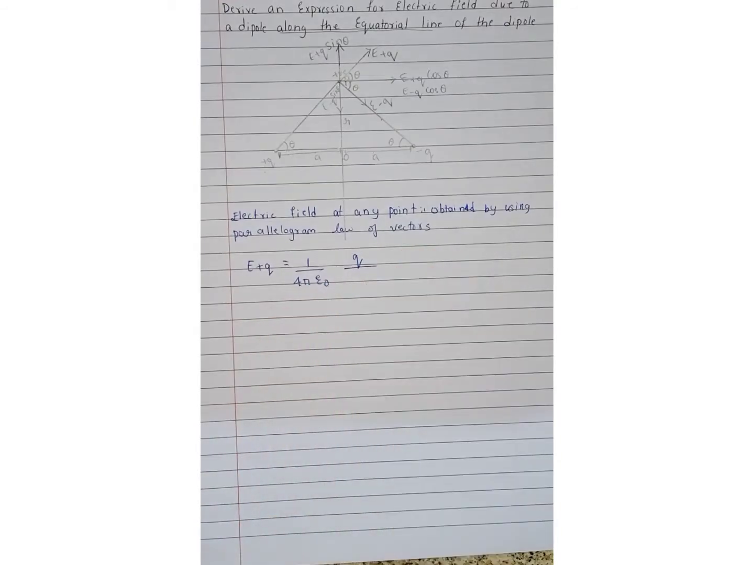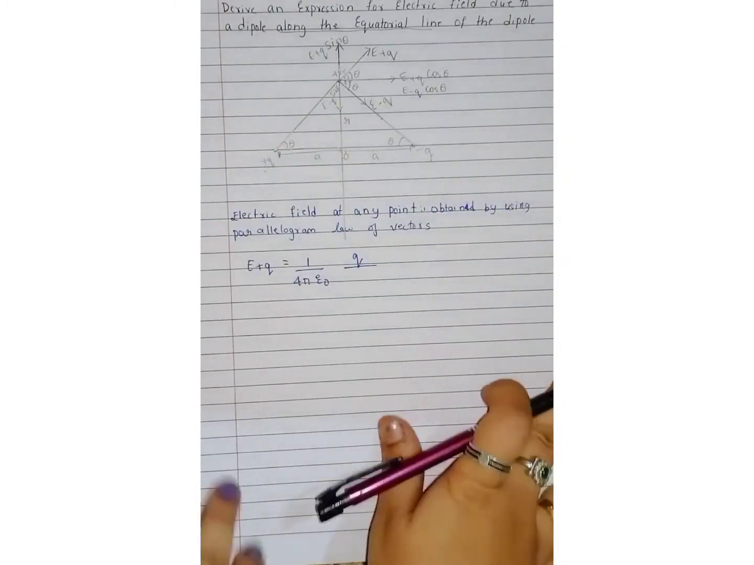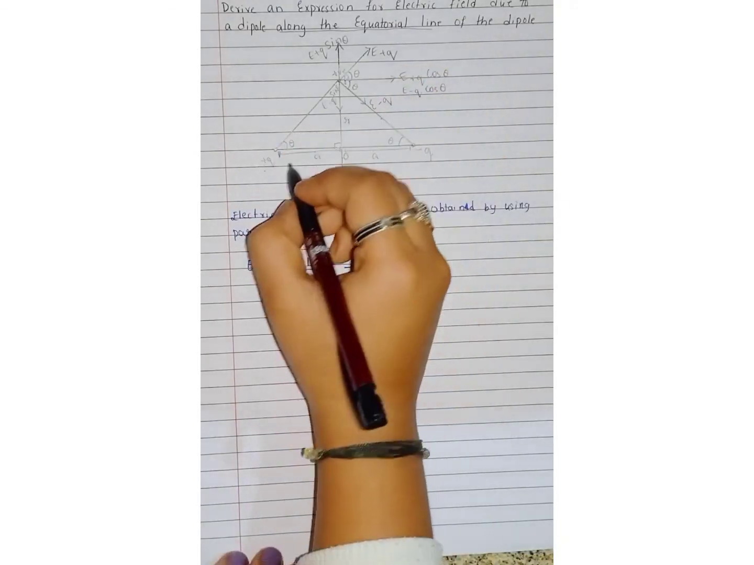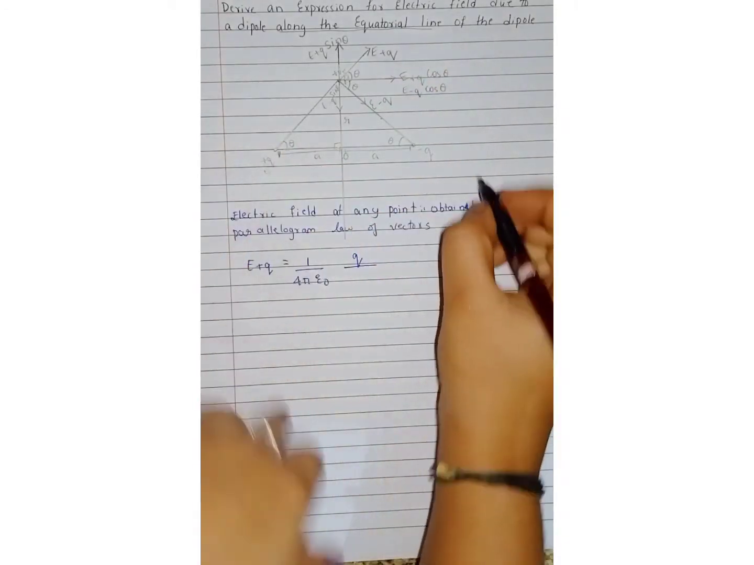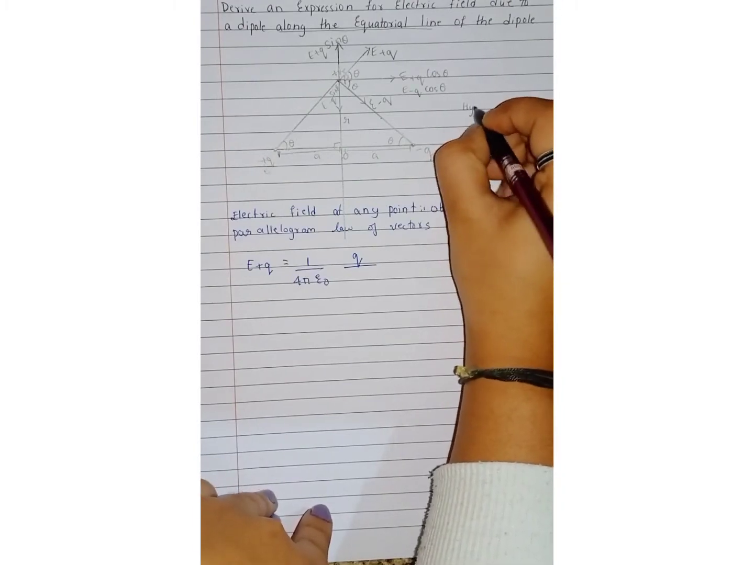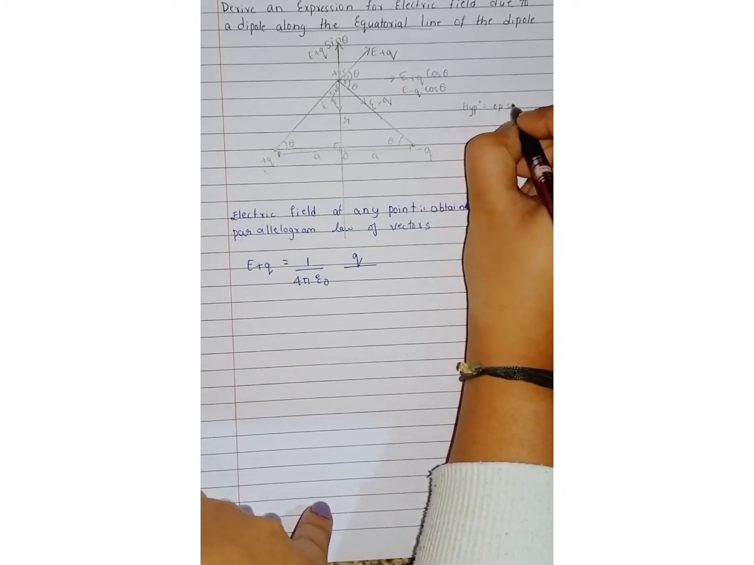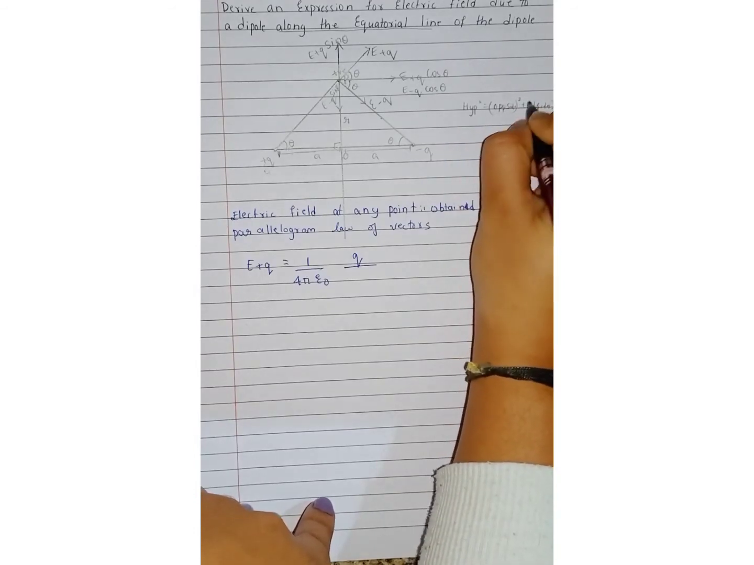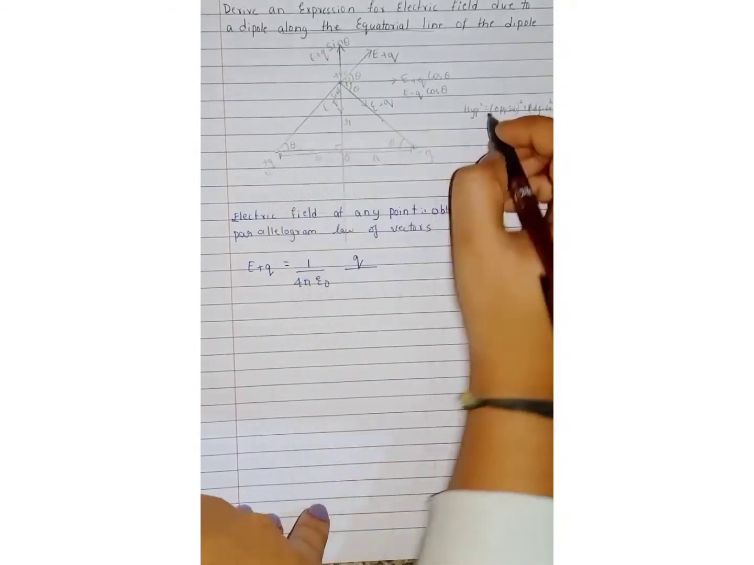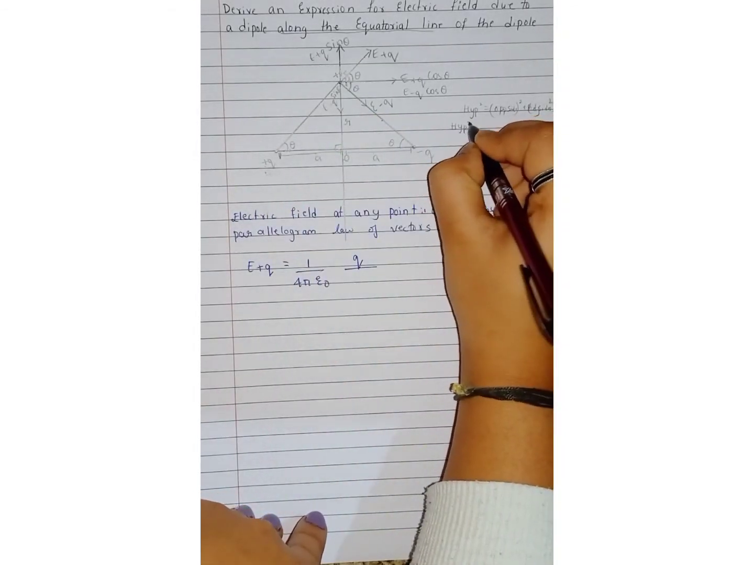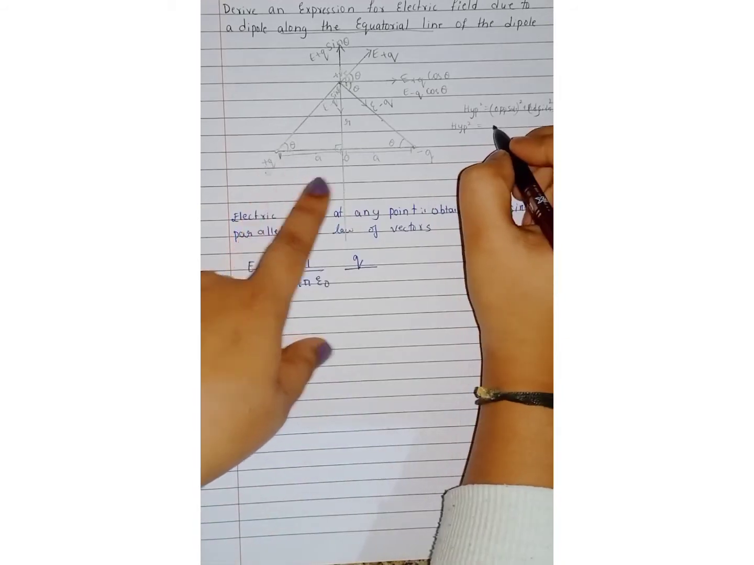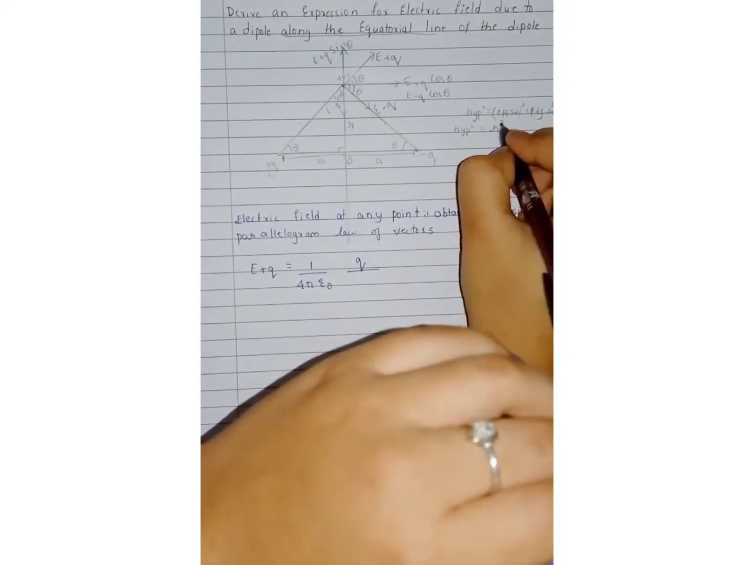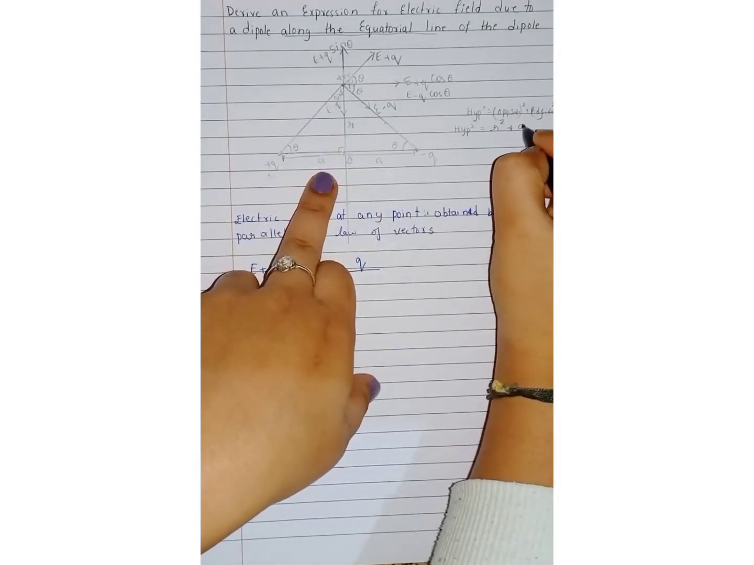So what is the distance of positive q from P? For this we'll consider the right angle triangle POQ. The hypotenuse square is equal to the opposite side square plus the adjacent side square. We know this. This is the hypotenuse, so we'll take it as it is. The opposite side is r square plus, and the adjacent side is a square.